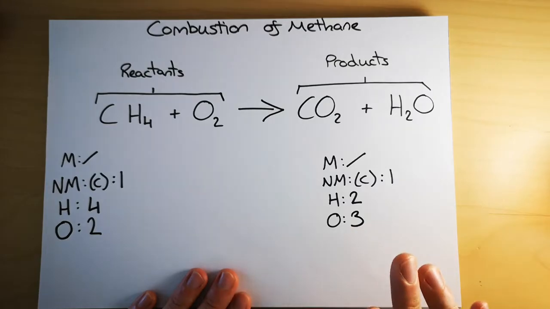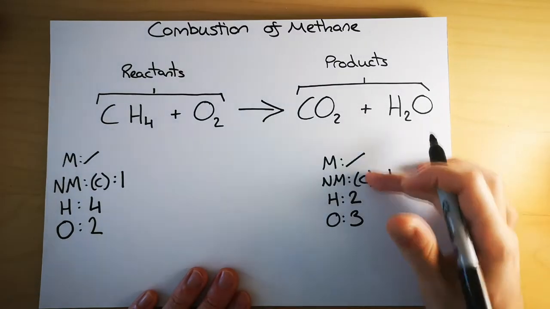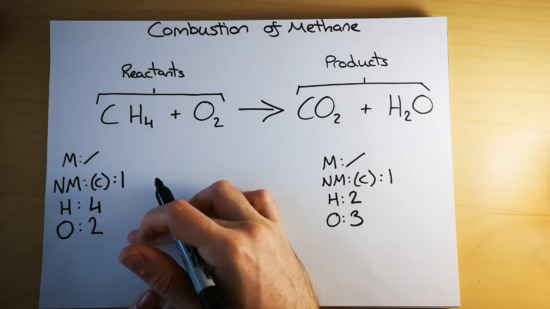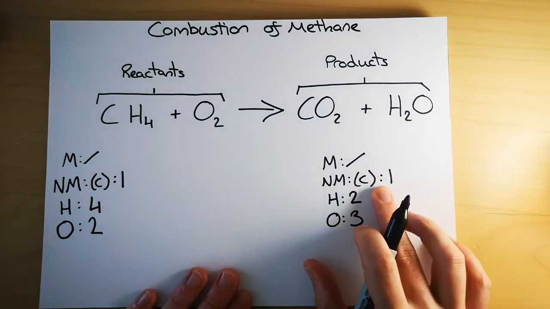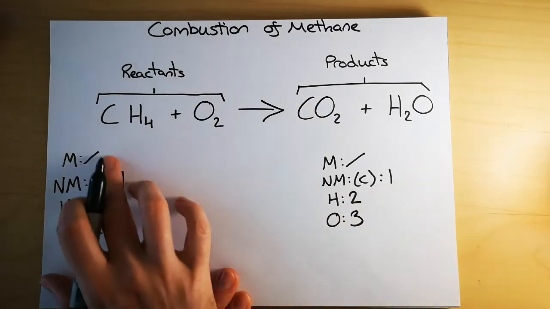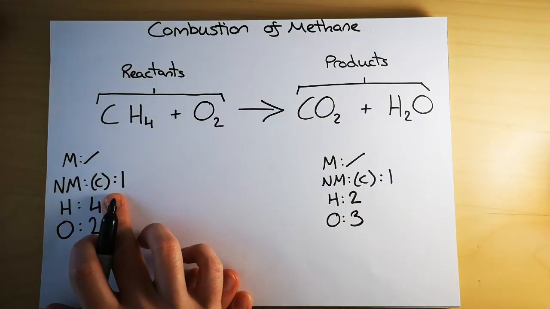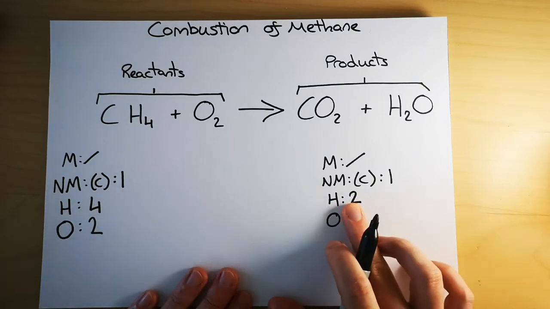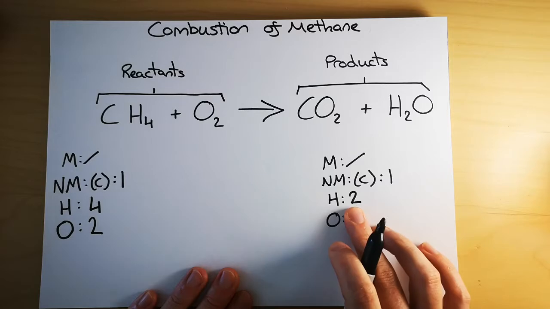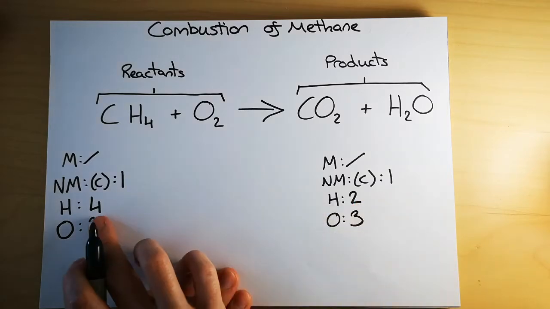Now, the first thing that I want to do is go back down and see which ones are not balanced. So the non-metal carbon is balanced. I have 1 on this side and 1 on this side, so I don't need to worry about that at the moment. The hydrogen is 4 on this side and 2 on this side. So I need to make sure this is balanced.